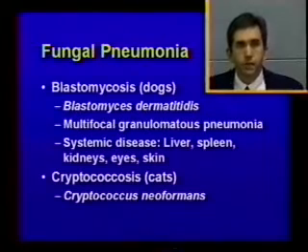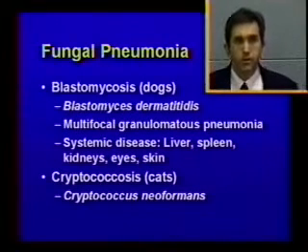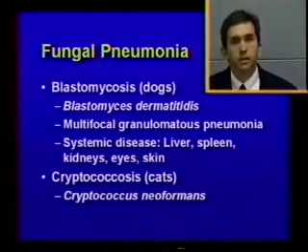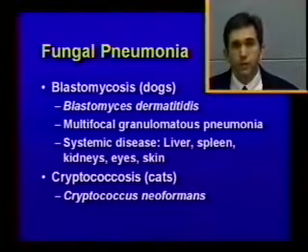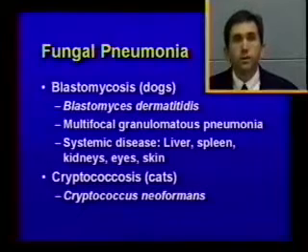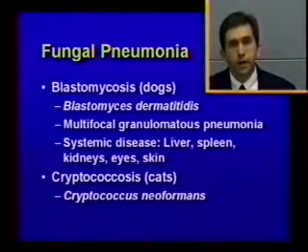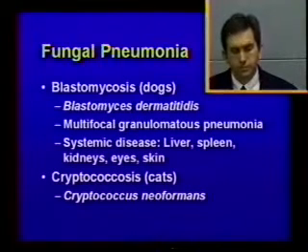Fungi cause pneumonia in small animals, and the two fungi that I'm most interested in discussing today are blastomyces and cryptococcus. These two are known as systemic fungi because they have the ability to cause systemic disease or widespread disease throughout the body in small animals. They're located in very well-defined geographic areas within the United States, namely the Mississippi River Valley and the Ohio River Valleys. This infection is endemic in these areas.